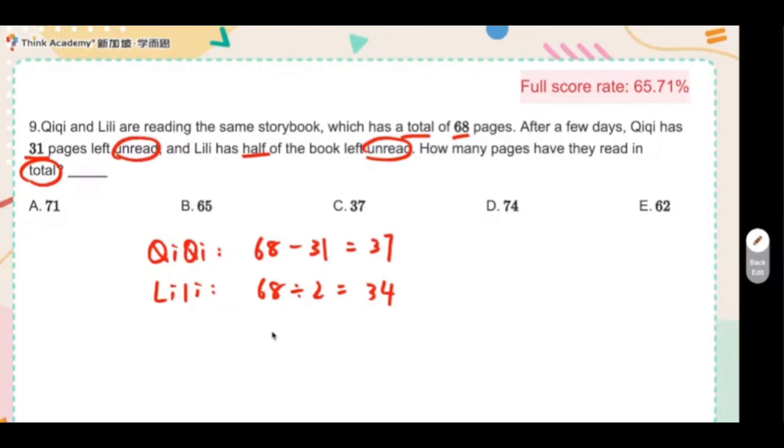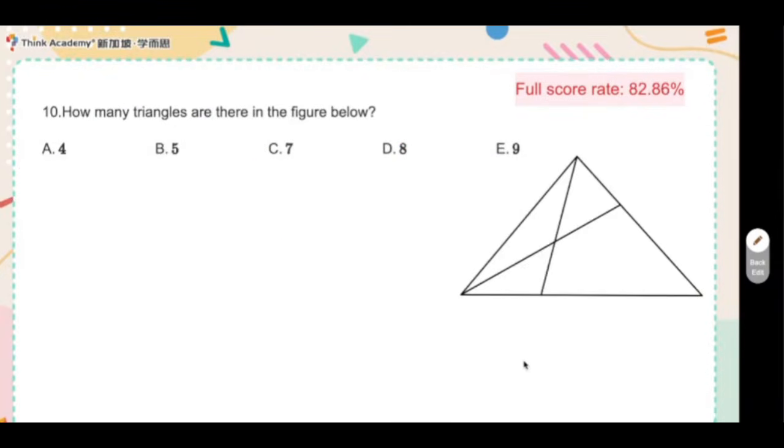So we want to see how many pages they have read in total. Then what should we do? In total, do we need to do plus, minus, times, or divide? Plus, right? So we can see 37 plus 34 gives us 71. So the final answer should be A. Good job.